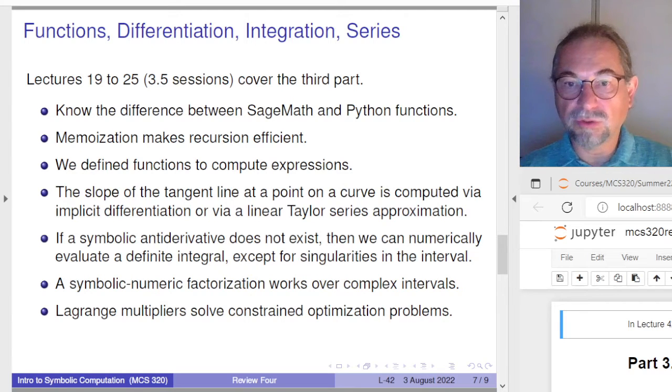We can also define functions that compute numerical approximations of integrals. Be aware that the fundamental theorem of calculus comes with conditions. And in particular, that means that the function should be everywhere well defined over the integration interval. We have already covered symbolic numeric factorization, so we ended the calculus chapter with this.